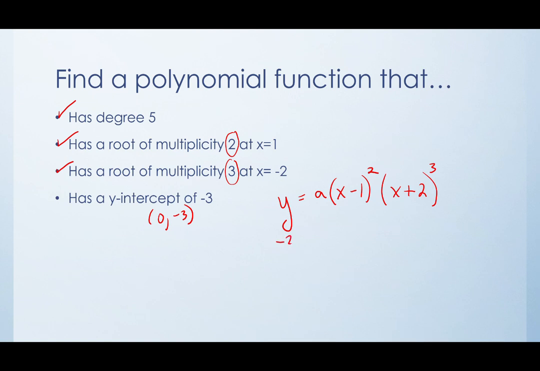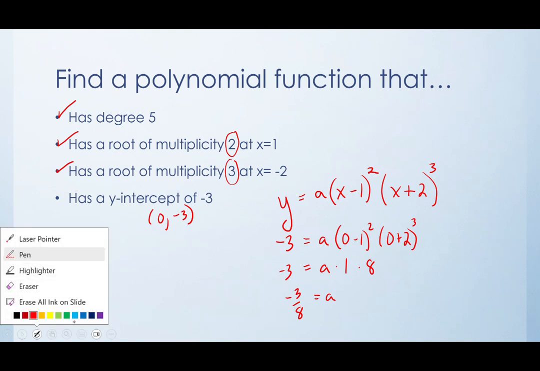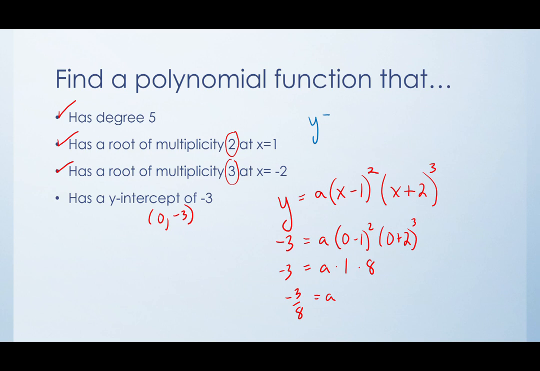So we know y is -3. We don't know what a is. We've got 0 minus 1, we've got 0 plus 2 cubed. Okay, so we've got -3 equals a times 1 times 8. And we can solve for a, -3 over 8. And therefore, we have our answer, right? We have y equals -3/8 times x minus 1 squared times x plus 2 cubed.